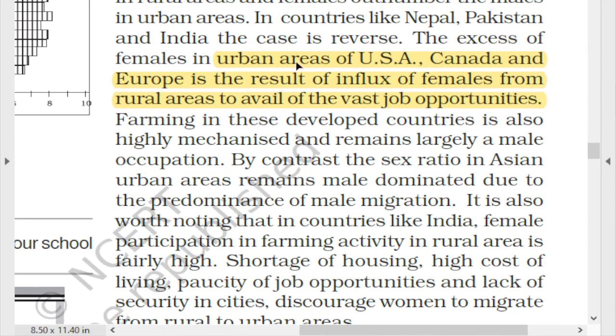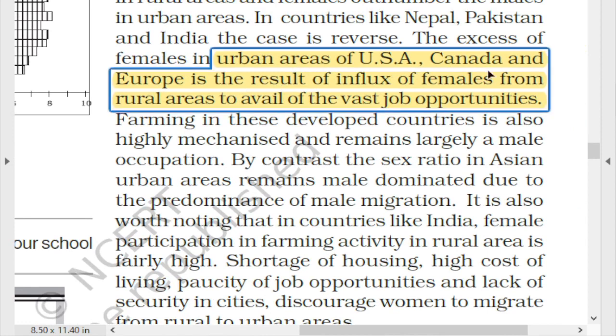The excess of females in urban areas of USA, Canada, and Europe is the result of influx of females from the rural areas to avail of the vast job opportunities. The reason is that in these countries, the females have migrated from rural areas to the urban areas for the vast job opportunity, because they have the large job opportunities in the urban areas.